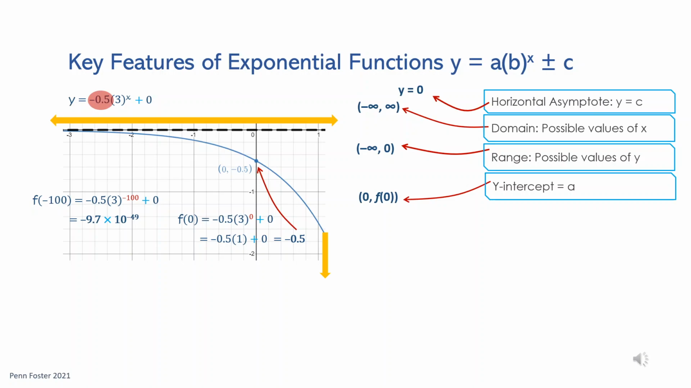Finally, the x-intercept is the point where the function intersects the x-axis. Looking at the graph, it's obvious that such a point does not exist because the asymptote for this function happens to be the x-axis itself, which means that the two will never meet.